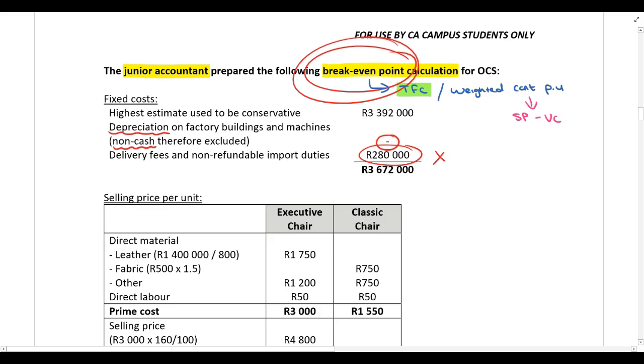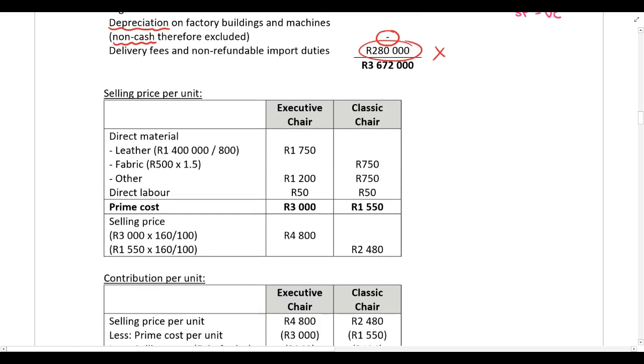Instead, we know in terms of IAS 2 that it should be included in the value of inventory. So over here where he's calculating the cost of leather per unit for the executive chair, he should be including the delivery fee and the non-refundable import duties, exactly like we did in part A of the required, where we took the cost of the leather, we added the delivery fees and the import duties to that, and then we calculated the cost per meter and the cost per unit. So it should be included over here instead.